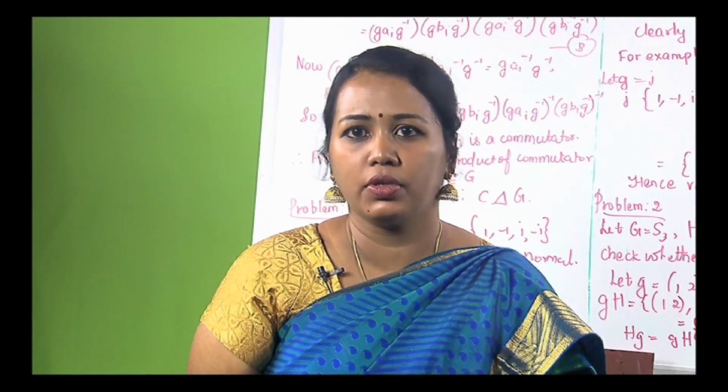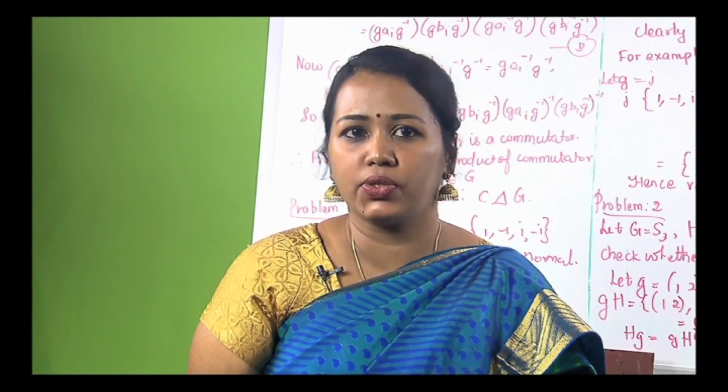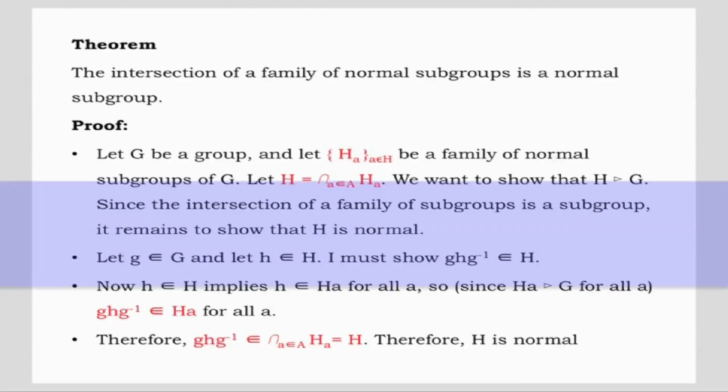We know that the intersection of subgroups forms a subgroup. Do you think it is true for normality also? Let us verify. Theorem. The intersection of a family of normal subgroups is a normal subgroup. Proof. Let G be a group and let H_A, where A belongs to the index set, be a family of normal subgroups of G. Let H be equal to the intersection of all H_A. We want to show that H is a normal subgroup of G. Since the intersection of a family of subgroups is a subgroup, it remains to show that H is normal.